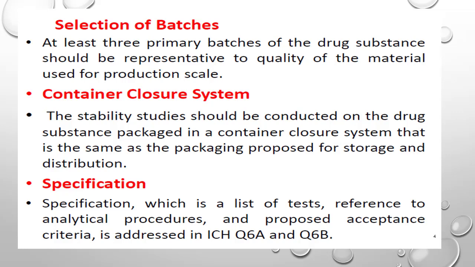Next, specification. Specification depends on the specification we have received for that particular product. So specification is a list of tests, references to analytical procedures and proposed acceptance criteria, as expressed in ICH guidelines Q6A and Q6B. Suppose it has a microbiological limit and an analytical limit. We need to check whether it is coming within that limit or not. That is called specification.